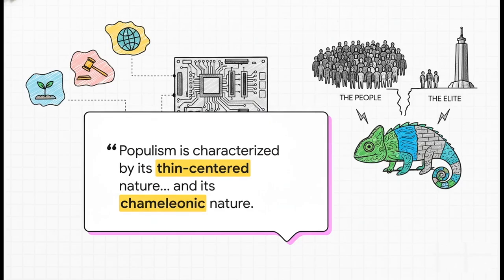Now, here's where it gets really clever. Taggart says populism is thin-centered. What does that mean? Well, think of it like an operating system. It's a core program, the people versus elite idea, but it can't do much on its own. It needs to attach itself to other big emotional issues to actually work. He calls this its chameleonic nature. It literally changes color to blend in with its political environment.